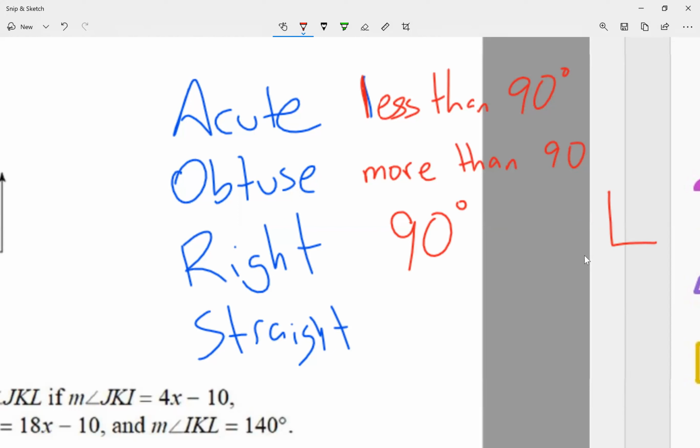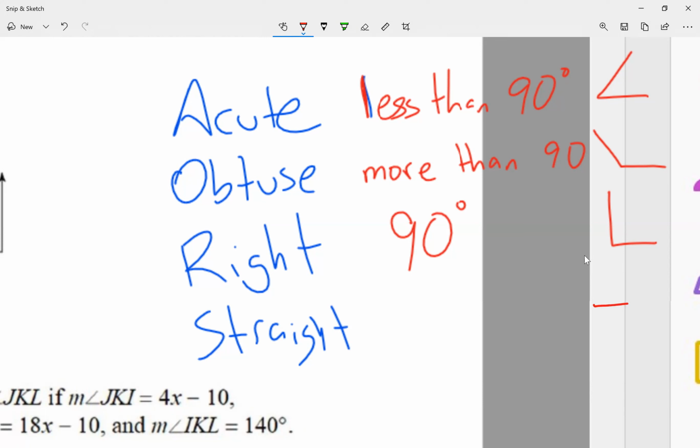So what will be less than 90? Imagine an L shape and just close it a little. So something like this looks less than 90, right? What about more than 90? We'll start with an L shape because the L shape is 90 and open the angle a little bit more. So something like that.